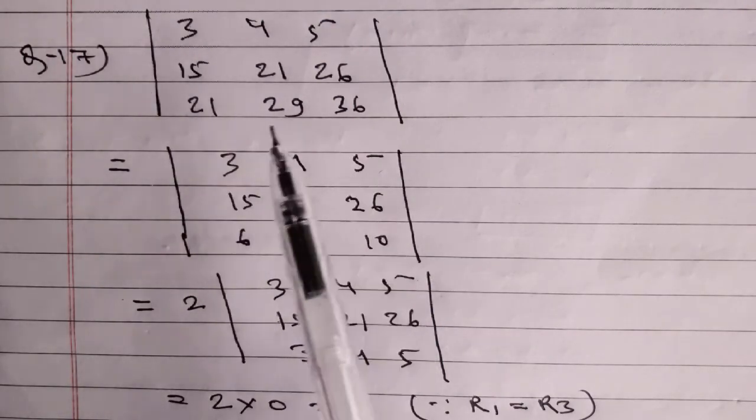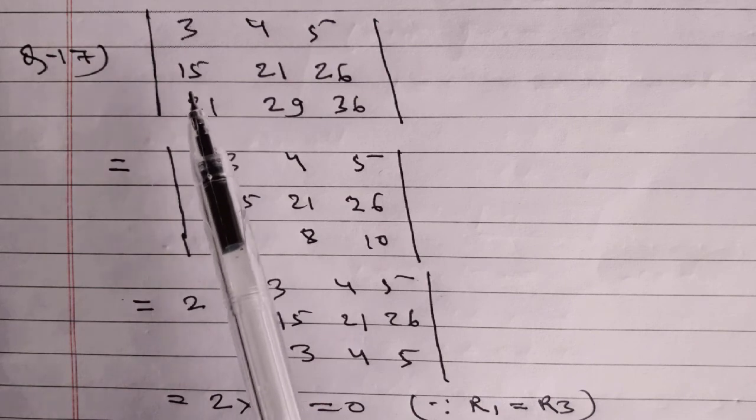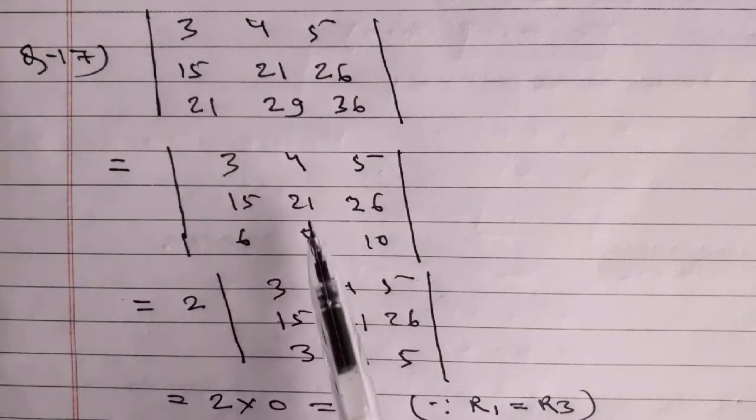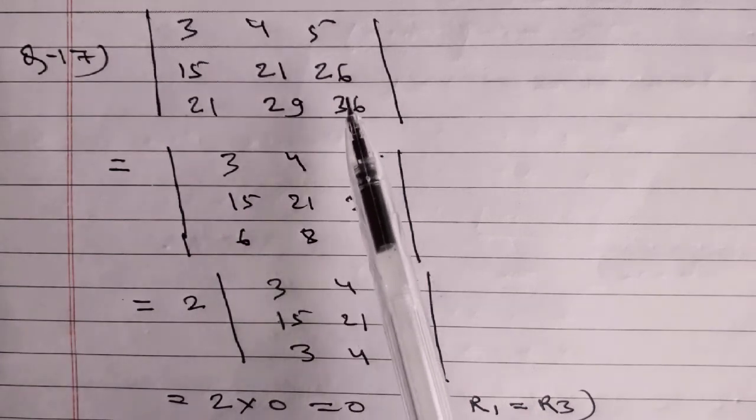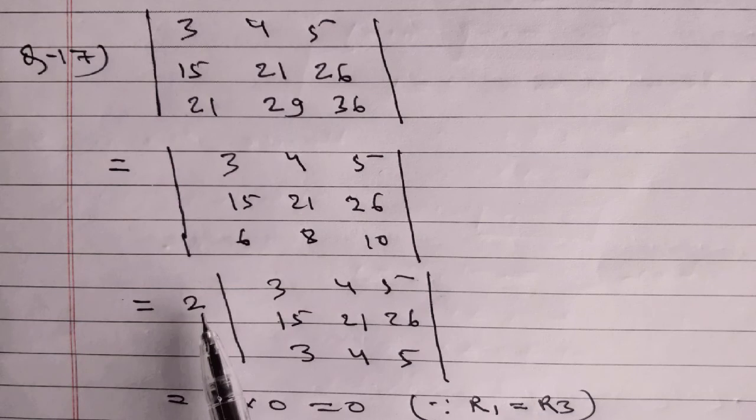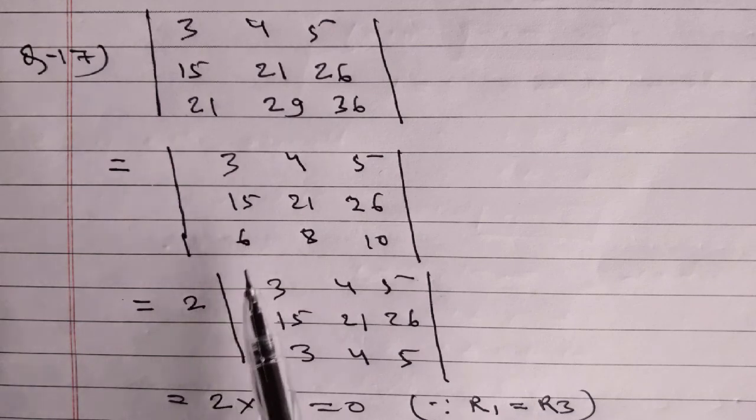We are given a 3 by 3 determinant and we have to find the value. So first row, second row and third row. If we take the difference of second row and third row, 21 minus 15, we get 6. 29 minus 21, we get 8. 36 minus 26, we get 10. Now from 6, 8, 10, we can take 2 common. So if we take 2 common, then we'll have 3, 4, 5.